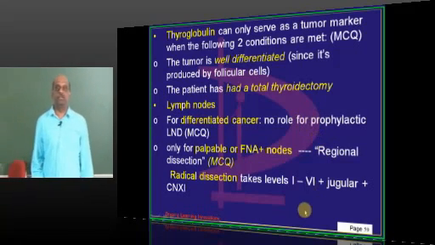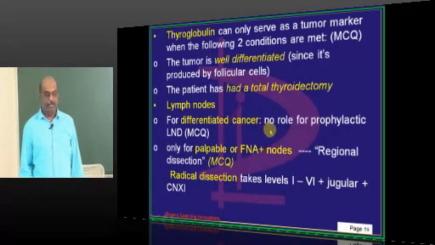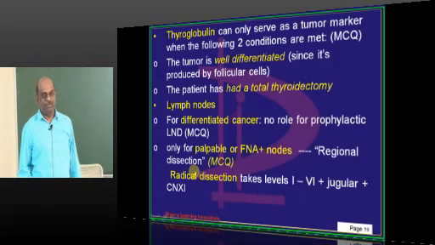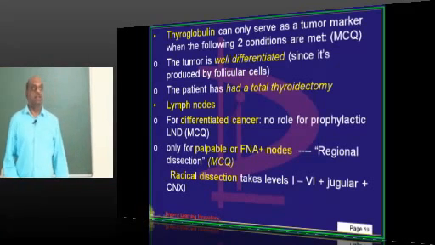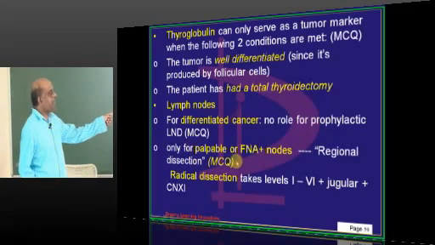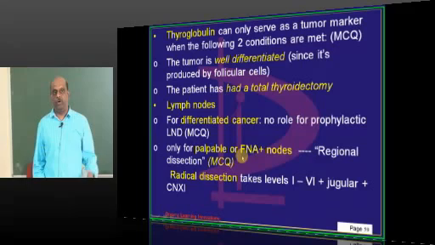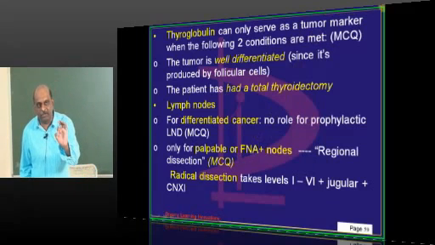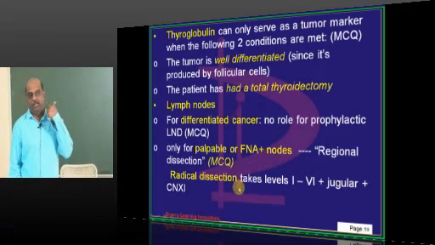Then a few comments on lymph nodes. If it is a papillary carcinoma or follicular carcinoma, is there any role for prophylactic lymph node dissection? No, sir. Only medullary thyroid carcinoma is the form of carcinoma which needs regional lymph node dissection. It is typically used if the lymph nodes are palpable, or when you have done FNAC of the regional lymph node and it shows the presence of metastatic medullary carcinoma thyroid cells. Only then is regional lymph node dissection indicated.